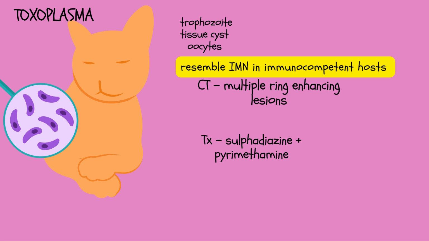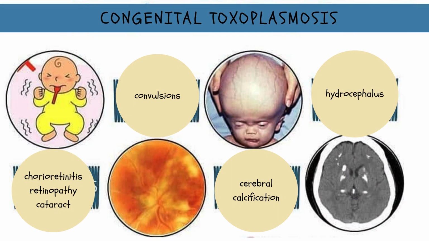Sulfadiazine plus pyrimethamine. We usually don't give it as prophylaxis to patients with HIV, but cotrimoxazole prophylaxis is started in patients for PCP, Pneumocystis jirovecii pneumonia, and that will cover for this as well. So as such, we don't recommend prophylaxis, but that is started. Then there is vertical transmission, which causes congenital toxoplasmosis. Remember, in TORCH infection, T stands for toxoplasma. So that can present with convulsions, hydrocephalus, chorioretinitis, retinopathy and cataract, and cerebral calcifications.